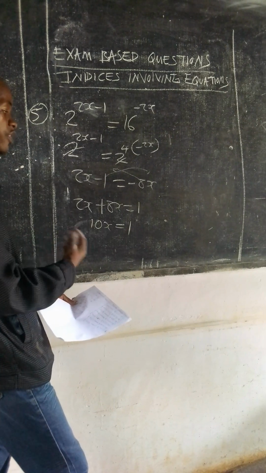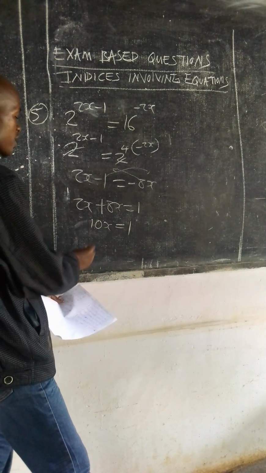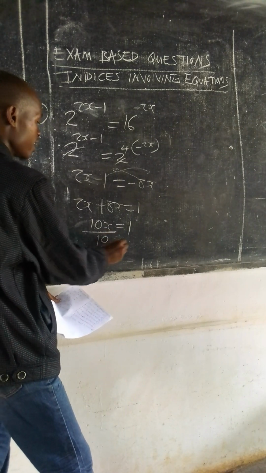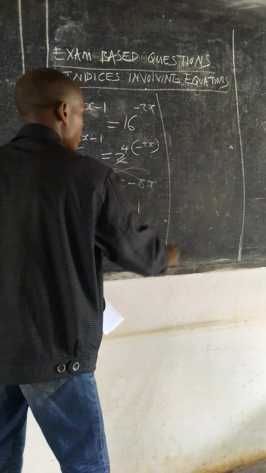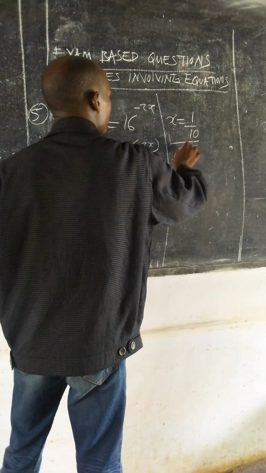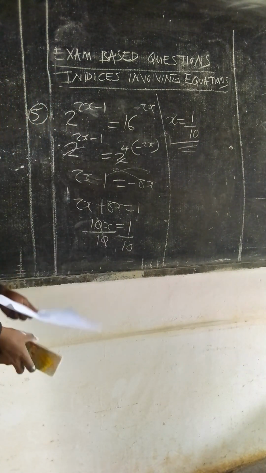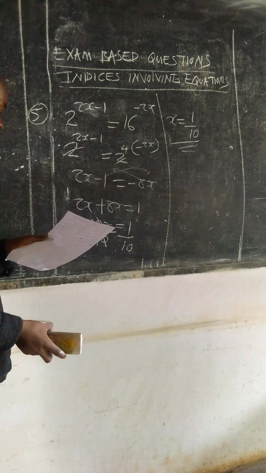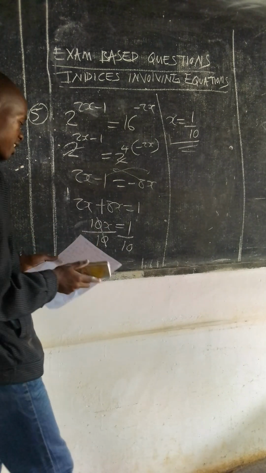No, because we have to find the exact value for x. So what we do in this case, we say over 10. Over 10. Then we cancel. The final answer there for x is equals to 1 over 10. So our x is equals to 1 over 10. That is our final answer for question number 5. We look at question number 6.